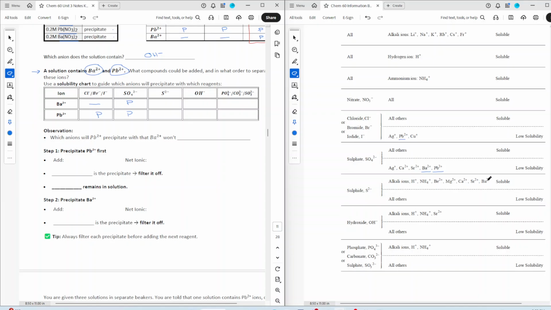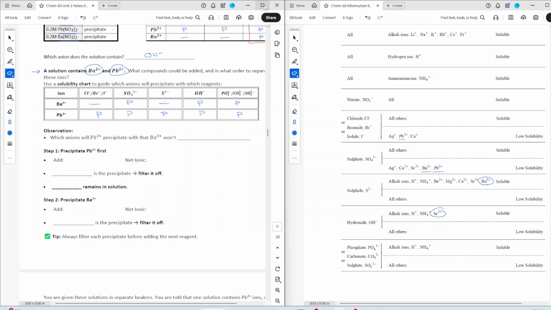For sulfide, it precipitates with everything but barium, but not lead, so lead is going to precipitate, but barium is not. And then we go to hydroxide. Hydroxide is soluble with strontium and then all the usual things, but precipitates with everything else. So it's going to precipitate with both of those. And then lastly, if we look at phosphate, carbonate, and sulfite, it is going to precipitate with everything.